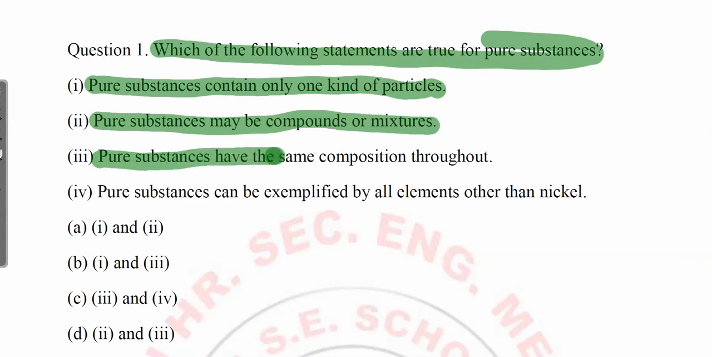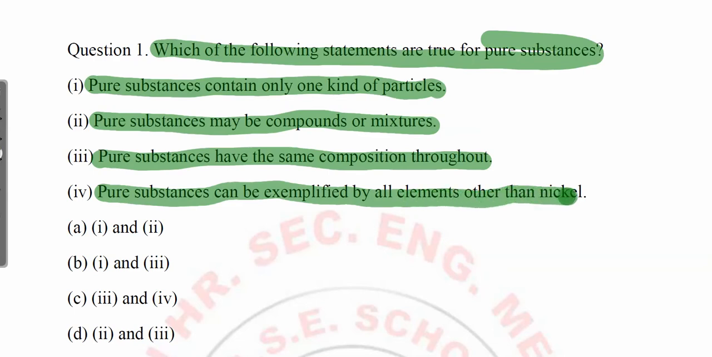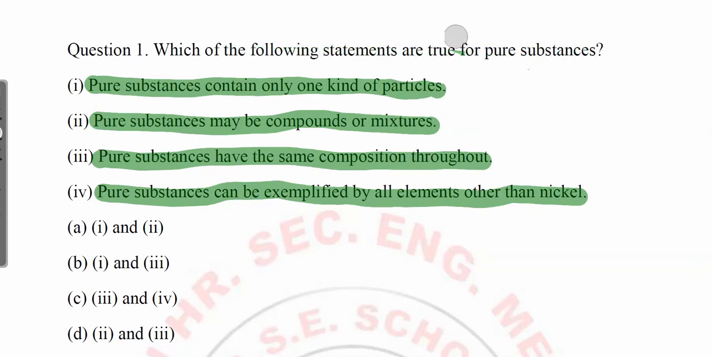Number 3: pure substances have the same composition throughout. Number 4: pure substances can be exemplified by all the elements other than nickel. So we have to see which of these 4 statements are true for pure substances.